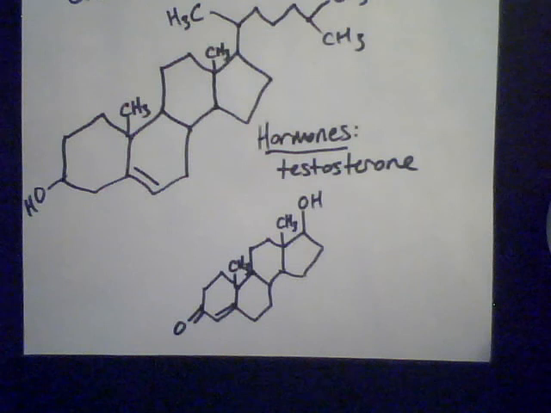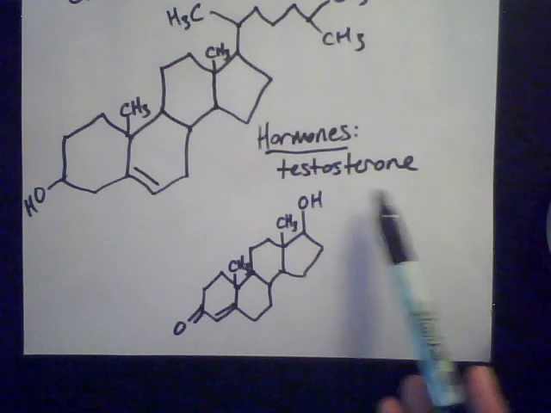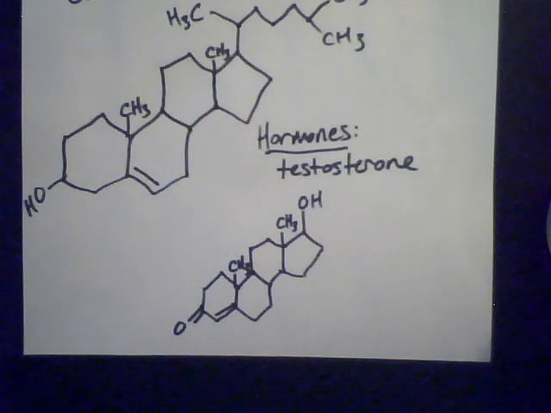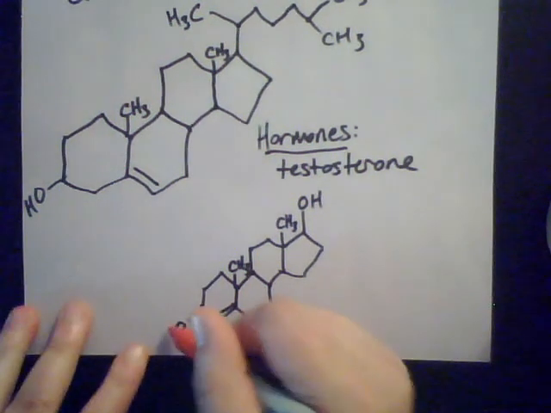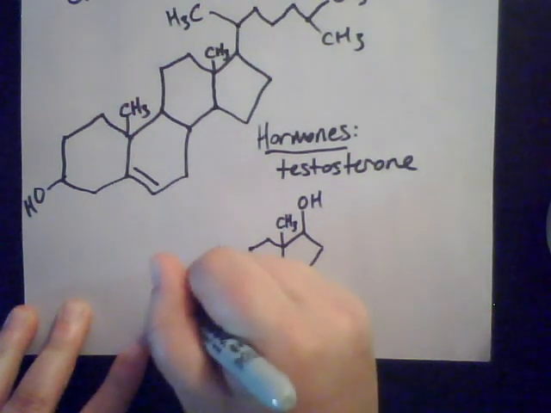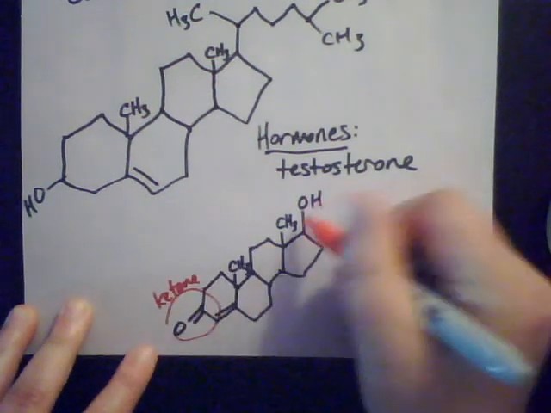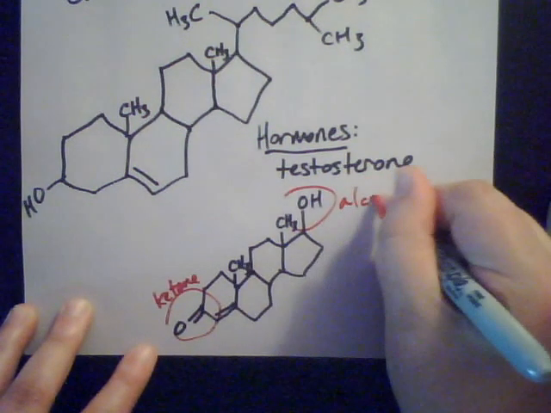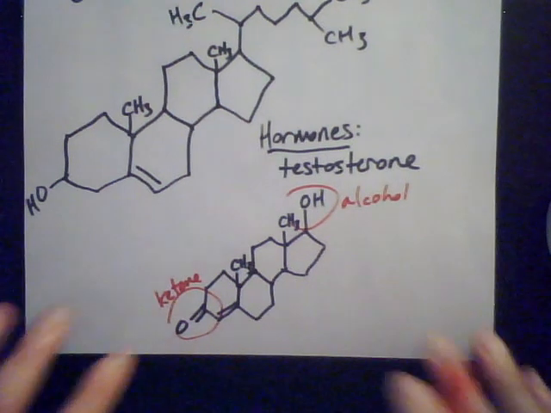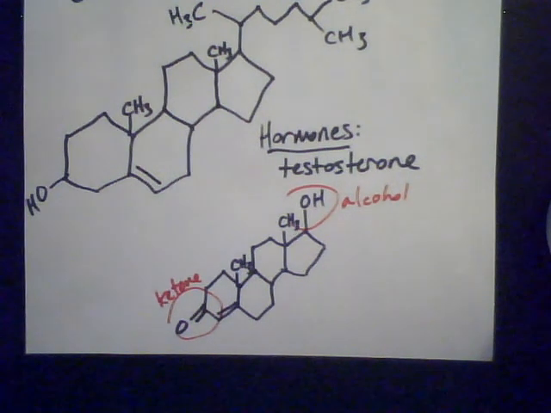Okay, now that you know a little bit more about functional groups, the -one ending refers to the fact that there's a ketone present, and the ketone is down here on this last ring. This is my ketone functional group. And I also have an alcohol functional group up here, and that allows for it to do specific types of chemistry, of course.